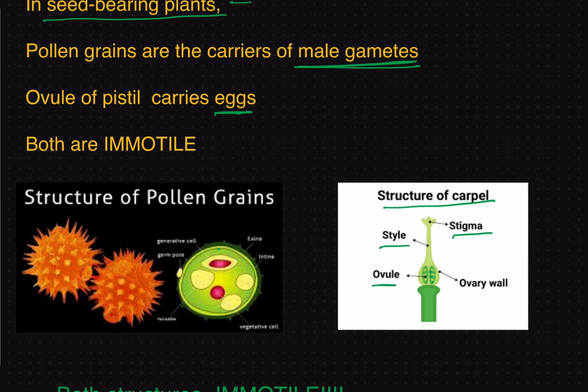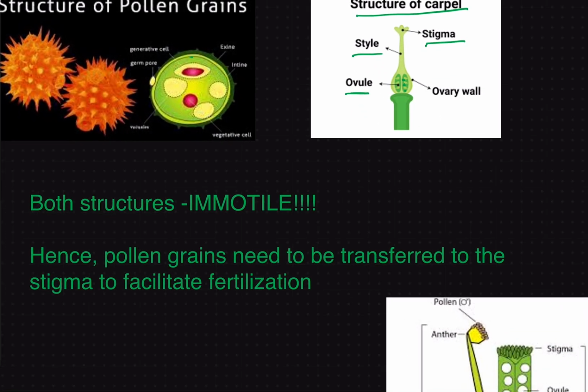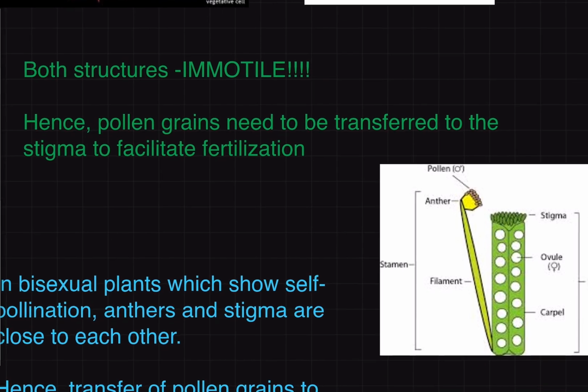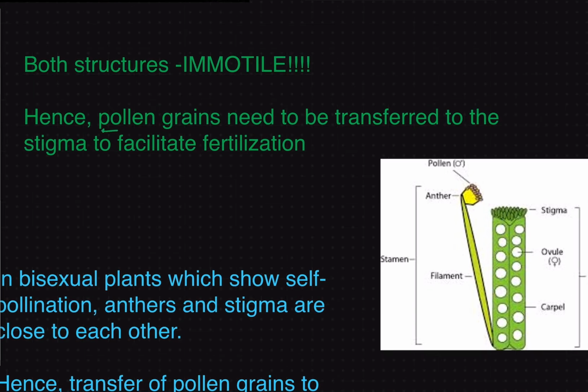Now, in this case both of them, the pollen grain as well as the ovule, are immotile. Pollen grain carries the male gamete, ovule carries the female gamete. Now, how the gametes are brought together, that is the question. Because both the structures are non-motile, the pollen grains are transferred to the stigma to facilitate the fertilization. So, the pollen grain from the male reproductive structure should reach the stigma of the female reproductive structure.